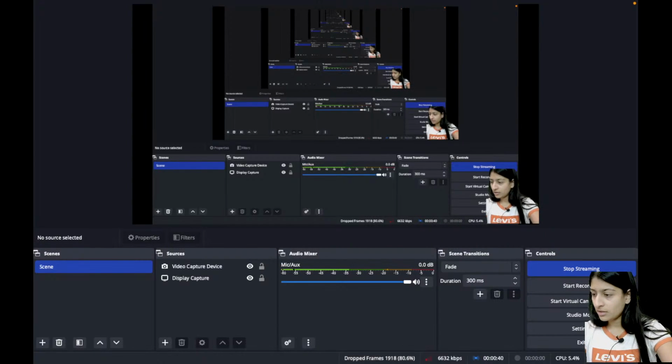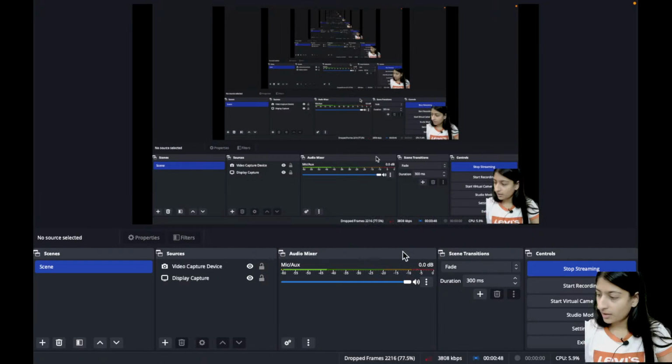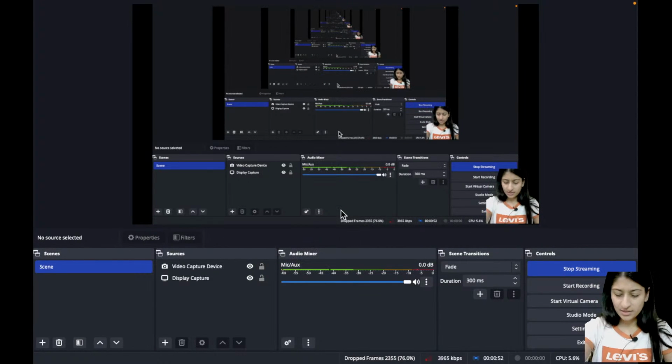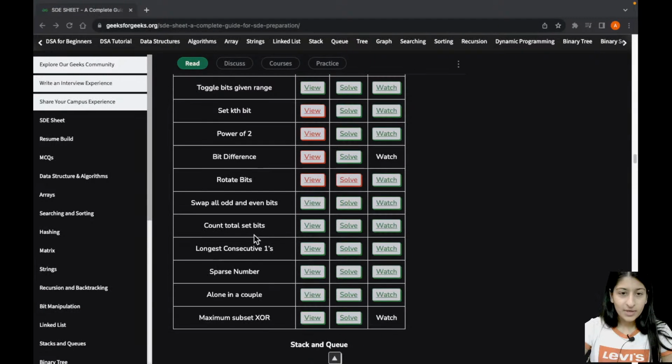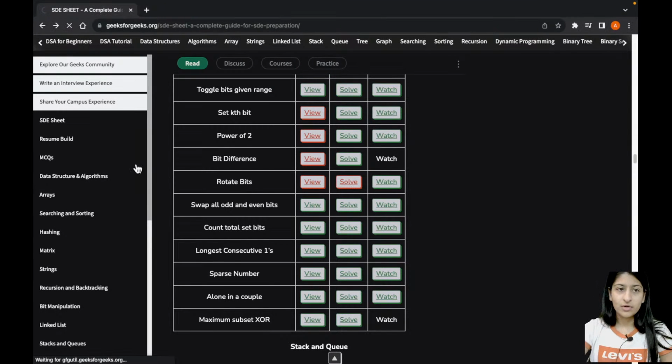Fine. So let's start with today's lecture. The question that we are going to discuss today is rotate bits. There was a little connectivity issue, so coming back to it. Rotate bits is the question. Let us have a look at the problem.